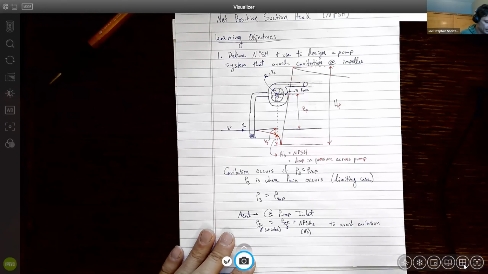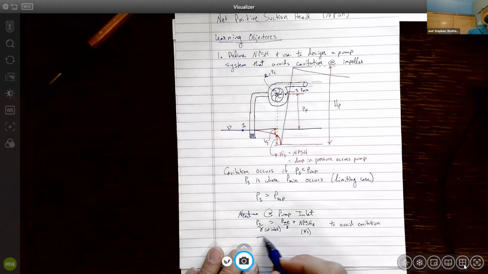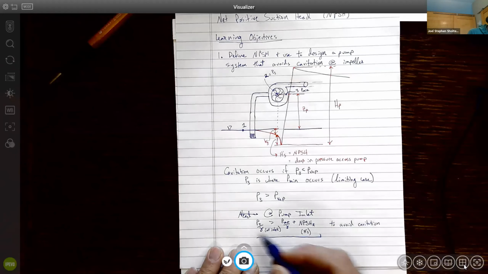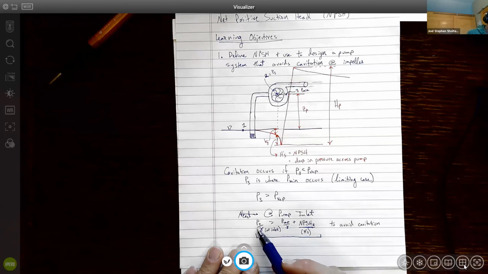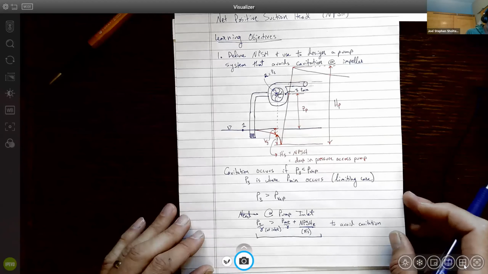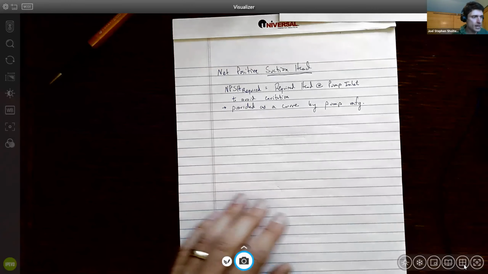Okay, so this is ultimately what we need to calculate to avoid cavitation. We have the reduction in head across the pump impeller, and we have the vapor pressure. And so we want to make sure that this reduction in head plus the vapor pressure will be greater than our pressure at the inlet. Okay, so let's go ahead and do that.